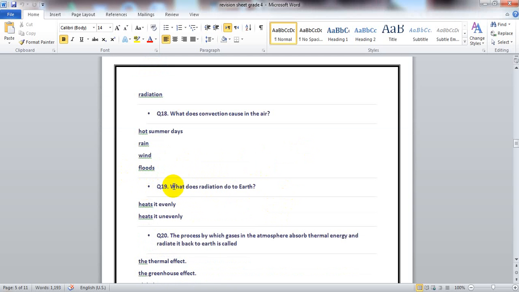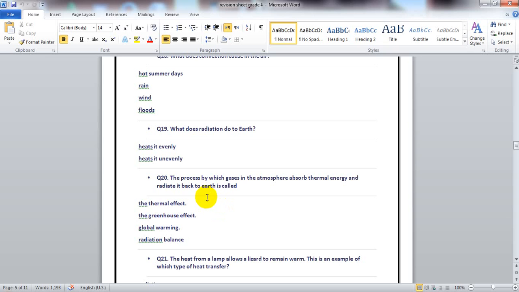Question number 19. What does radiation do to Earth? It heats it evenly. Question number 20. The process by which gases in the atmosphere absorb the thermal energy and radiate it back to Earth is called? Yes, of course, the greenhouse effect.